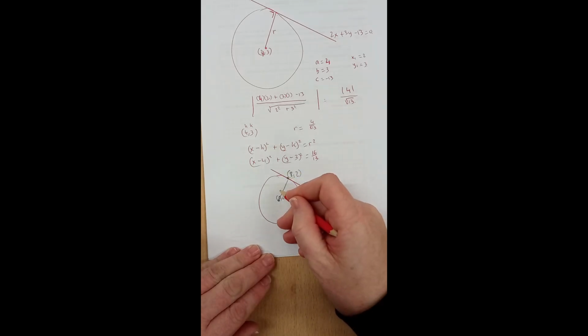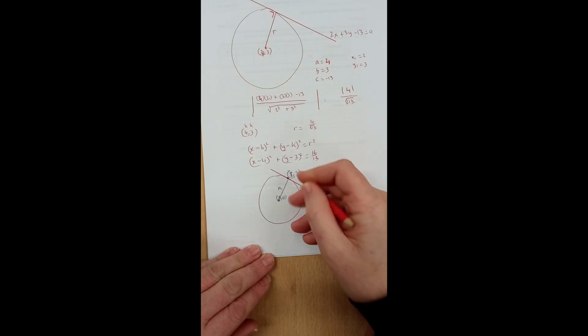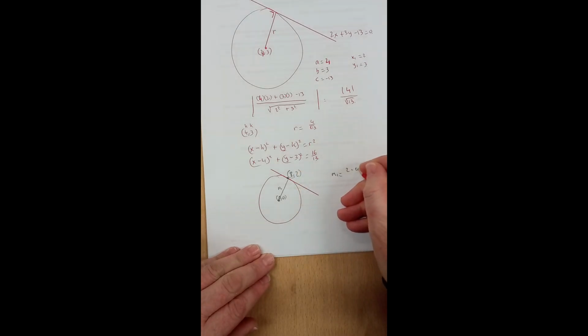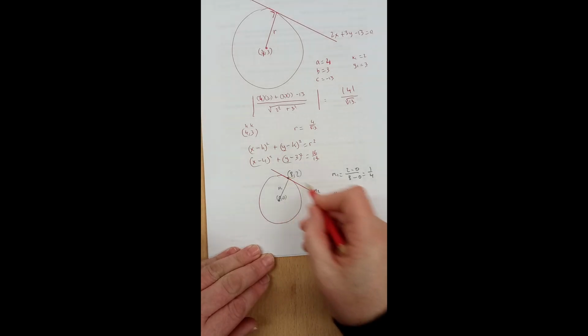So let's work out the slope of this line. Let's work out this m1. So m1 is going to be equal to y2 minus y1 over x2 minus x1. So it's going to be a quarter, which means the perpendicular slope, let's call this m2. So a quarter is perpendicular to minus 4. So minus 4 is the slope of this.